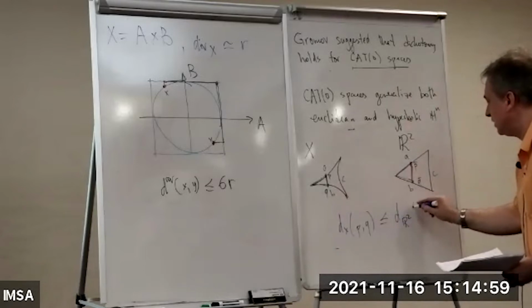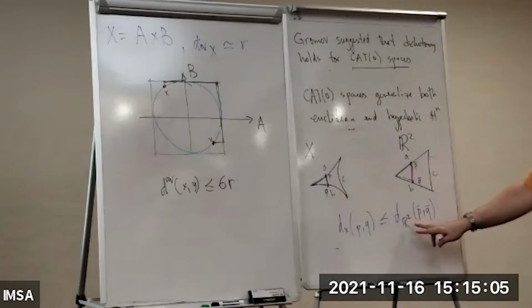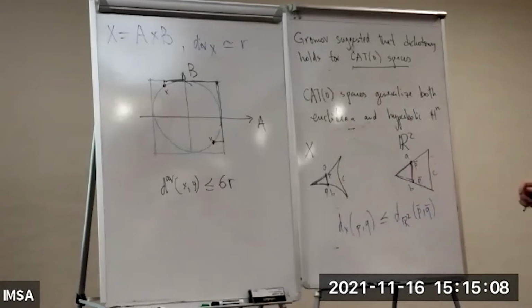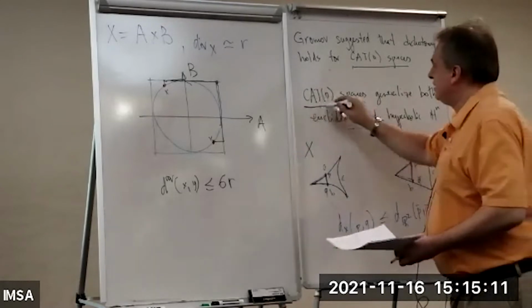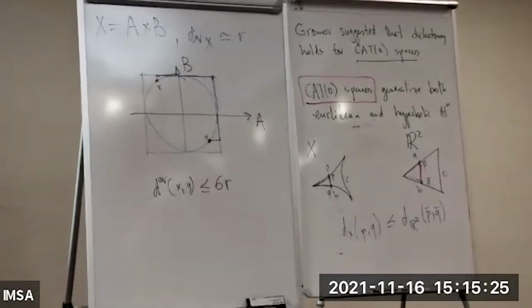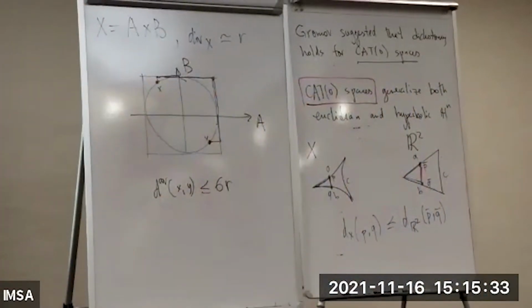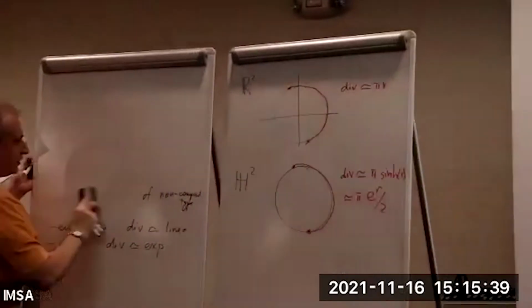Distance between P and Q in our space X will be less than or equal to the distance in R2. If that happens, we call that a CAT(0) space. So that was Gromov's suggestion, and for quite a while, people believed that it may be true. However, geometric group theorists have produced counterexamples to that.